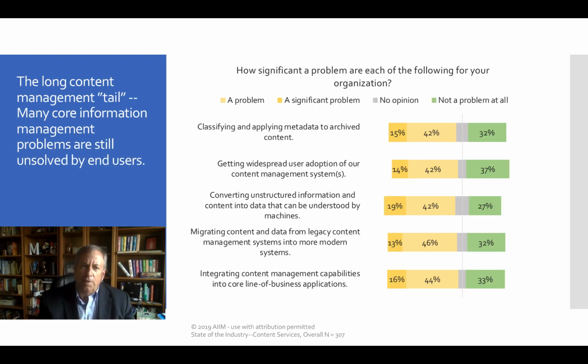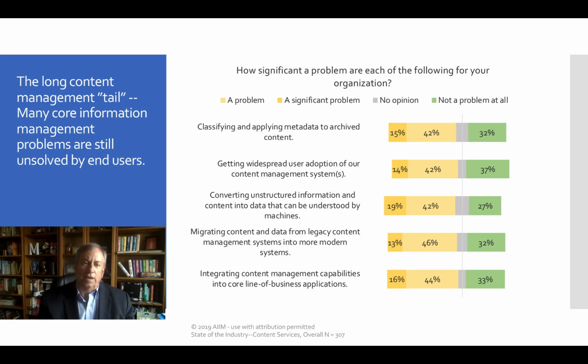So the first thing to keep in mind about all this is that there is a long tail to content management problems. We've been doing this a long time. One would think that we would have solved some of these problems along the way, and we certainly have solved some. But there are many core content management problems that still exist. You can see on the right-hand side, things like access between systems and classifying and applying metadata and integrating content management capabilities into line of business applications. Those kinds of things are still a problem.